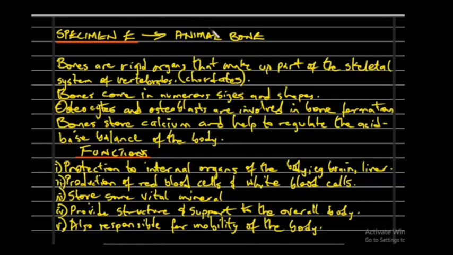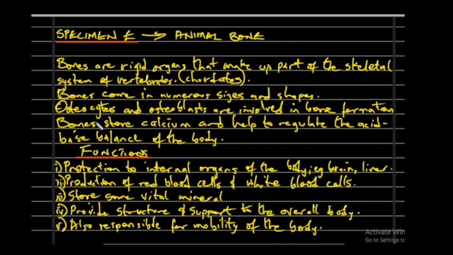When we talk about animal bones, they are rigid organs that are found in the body of chordates and make up part of the skeletal system. Chordates are vertebrates, animals with backbone. Bones come in numerous sizes and shapes, in different sizes, shapes, and numbers in different organisms. Osteocytes and osteoblasts are bone forming cells in the body that are responsible for the formation of bones.